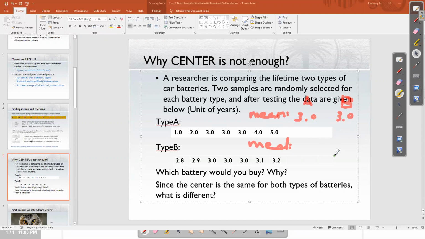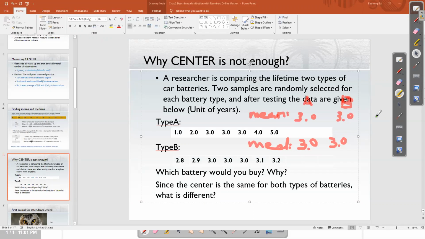Then someone may say, hey, I don't like using mean because mean is not resistant. I want to use median. So for type A battery, the median is 3 years. And for type B battery, the median is 3 years as well. So it doesn't matter what measure you look at, mean or median, the two types of batteries are giving you exactly the same center. Does it mean the two types of batteries are the same? Clearly not, right?